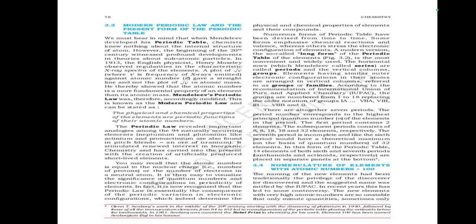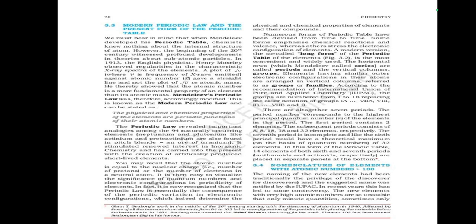The period number corresponds to the highest principal quantum number, small n, of the elements in the period. The first period contains two elements. The subsequent periods consist of 8, 8, 18, 18, and 32 elements respectively.